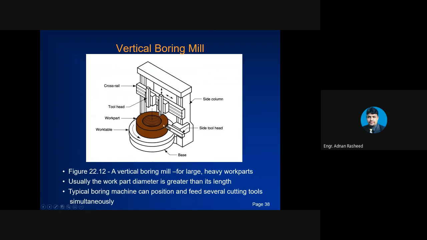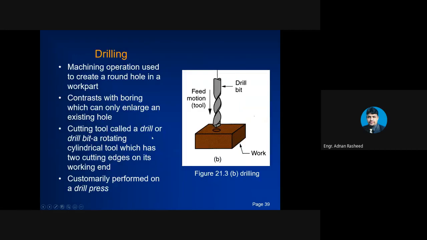In vertical boring mills. These vertical boring mills are also known as BVT, boring vertical turrets. Now coming toward drilling operation. Drilling operation is generally used to create a new hole in a workpiece. So you must have a drill machine for that operation to be performed.